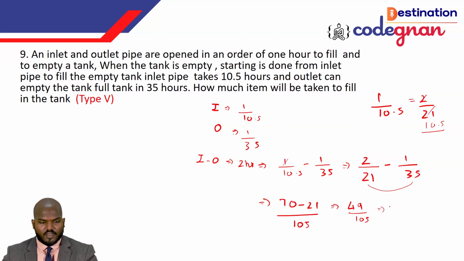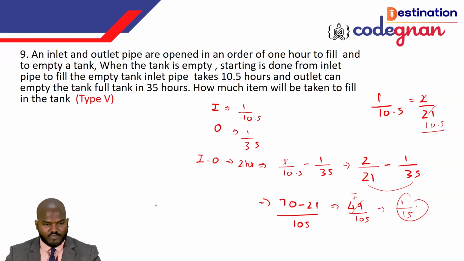If you cancel it again with the 7th table, 7 times 15 gives 105, and if you cancel this one, we get the value 1 by 15. So 1 by 15 part can be done in 2 hours of work. That is the thing they have given in this one.